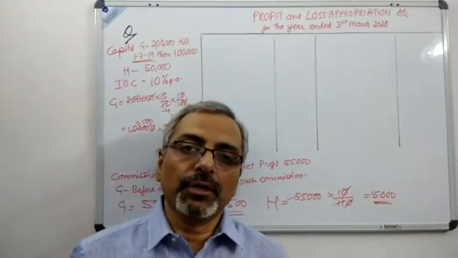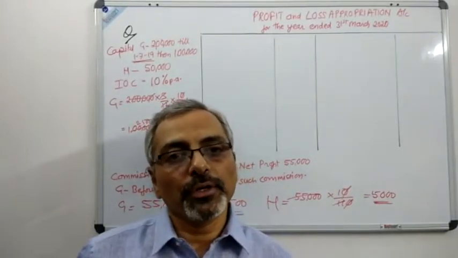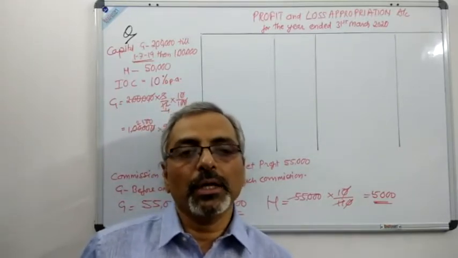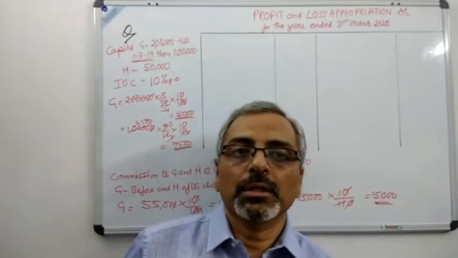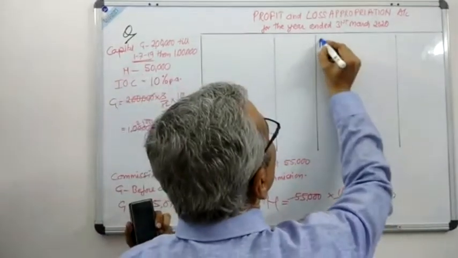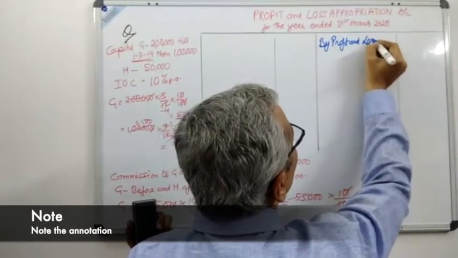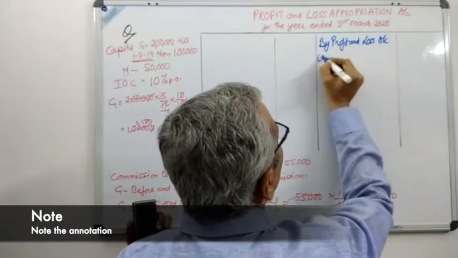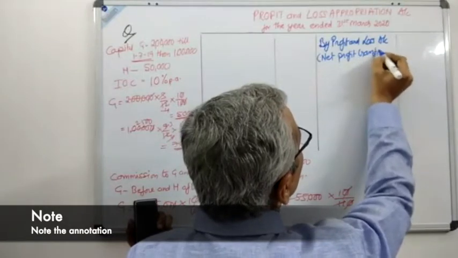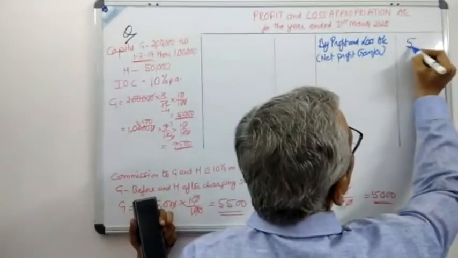Now let us transfer the figures which we have calculated to the profit and loss appropriation account and find out what is the resultant profit of the partners and how it will be distributed. If you remember, the profit sharing ratio was 4:1. So let us do the sum and see what is the profit of both the partners. First things first, let us transfer the profit. By profit and loss account, net profit transfer. What is the figure? 55,000. 55,000 has been transferred.